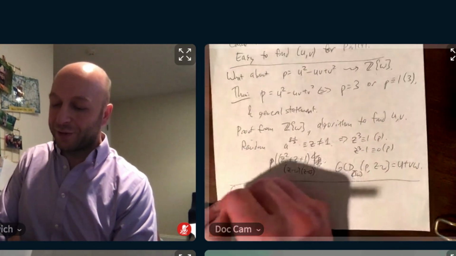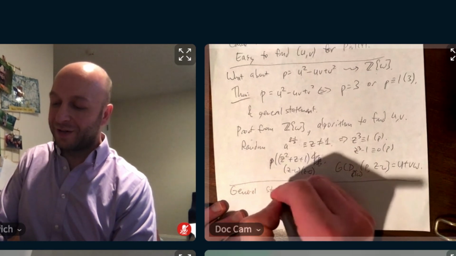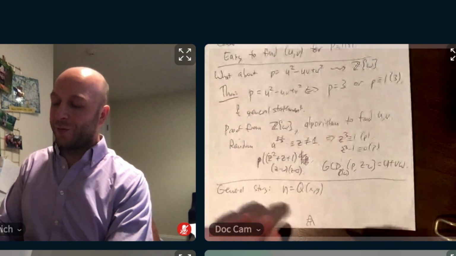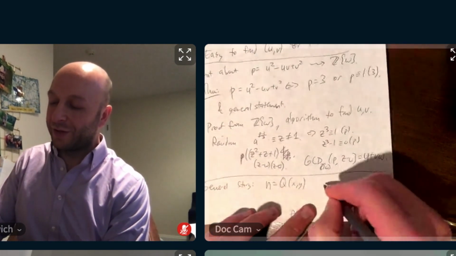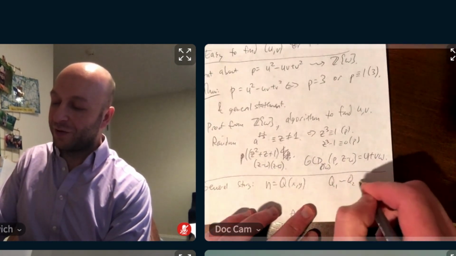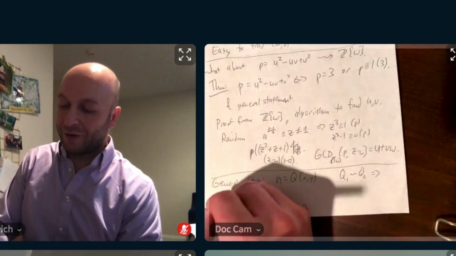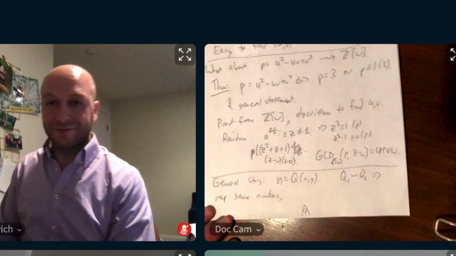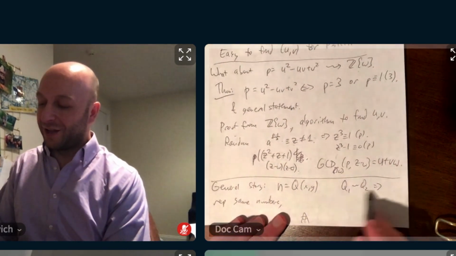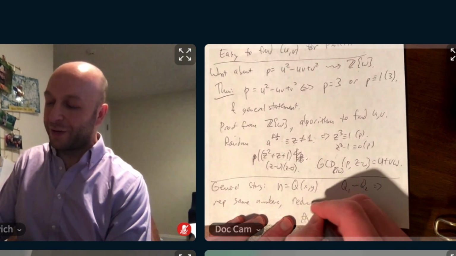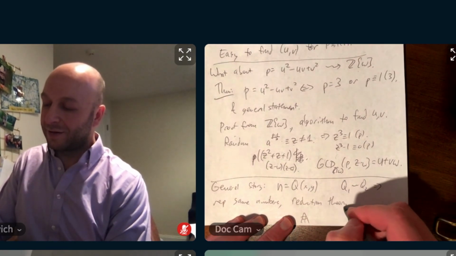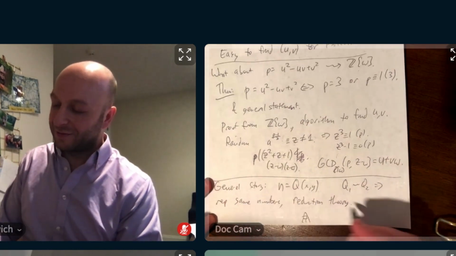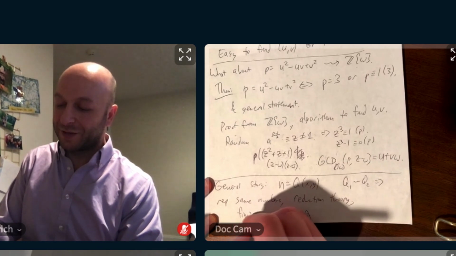And finally, the general story is n is represented by a quadratic form. Equivalent forms Q1 and Q2 represent the same numbers, which led us to find equivalences. So then we looked at the reduction theory to find the simplest quadratic form, and finally, the finiteness of the class number, Gauss's theorem.